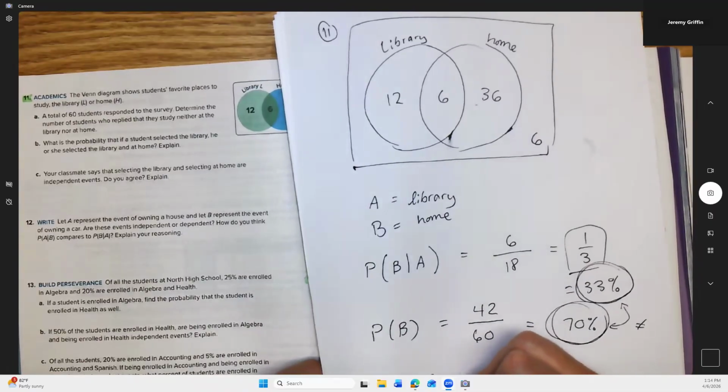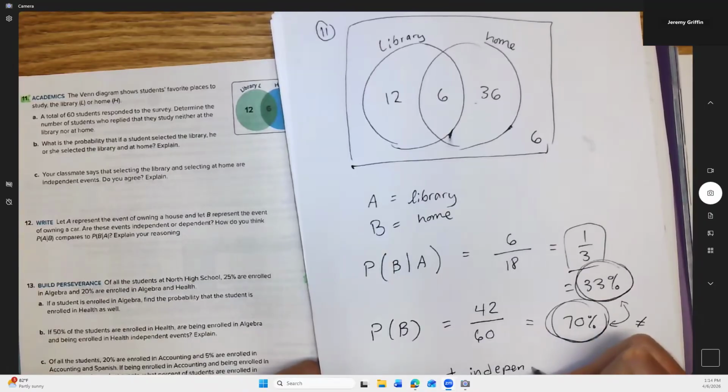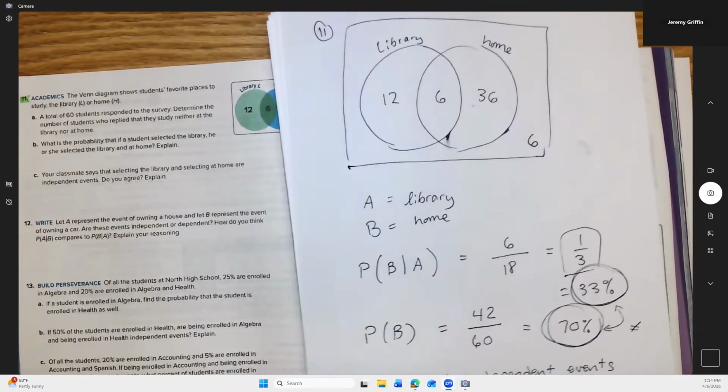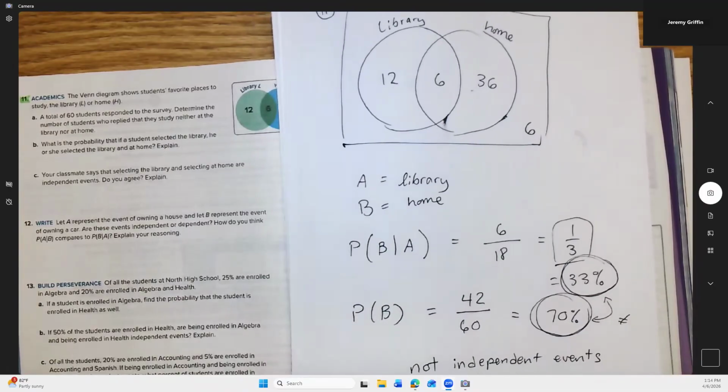So for that reason, I would say these are not independent events. Events A and B, studying library, studying home. Once you know that somebody studies in one place, you say, well, they're maybe not as likely to study at the other place. All right, there you go. Conditional probability.